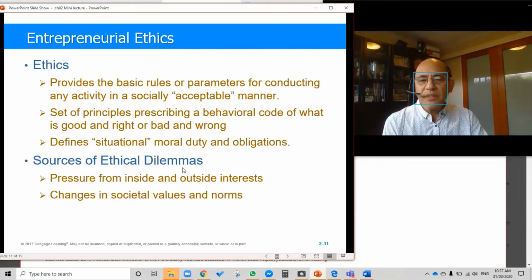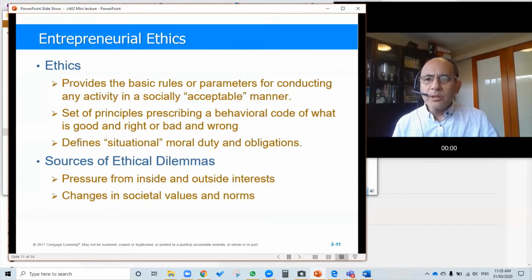So ethical dilemmas basically stem from pressure from the inside and outside. So in other words, this is from your own interests and also the interests of other people. So for example, the interests of government. The interest of government is to collect taxes from companies, but then your own inside interest is to make money. So that's an example of two interests from the inside and the outside clashing.